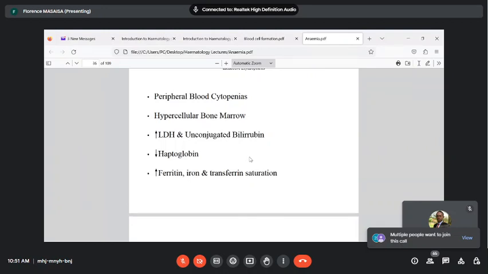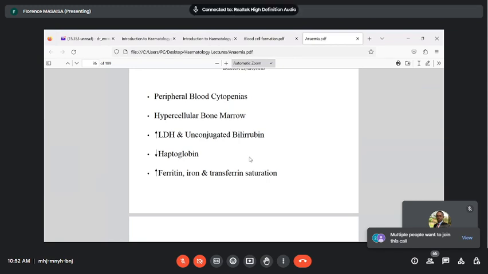And also, we are having decreased haptoglobin because of the hemolysis. The haptoglobin is going to be decreased because it's the one that is responsible for catching the hemoglobin, which is released because of the hemolysis. Yeah, that's a good answer.